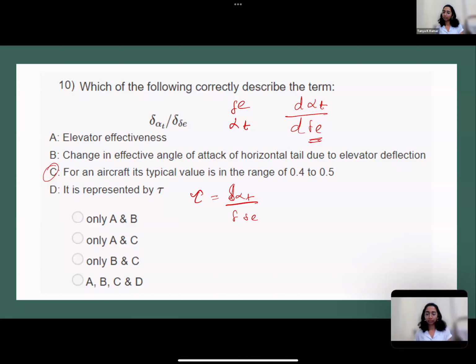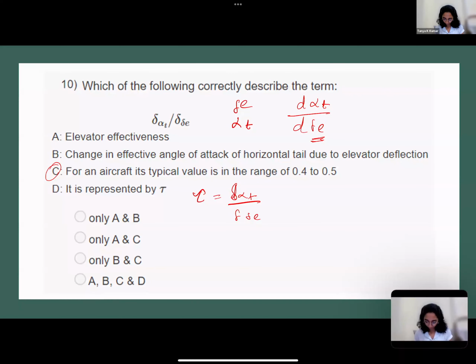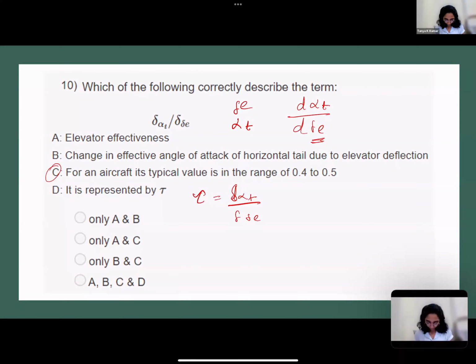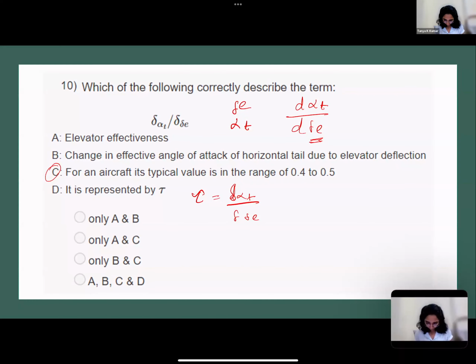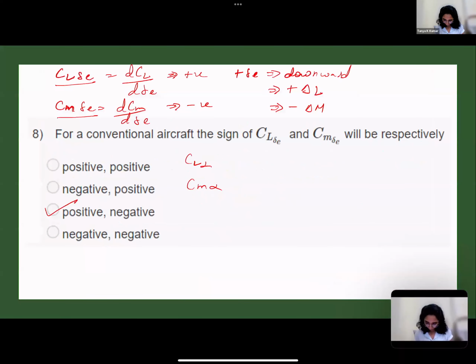Okay, so deflecting elevator down is positive. That is our sign convention. So let me just come back here. Previous slide.